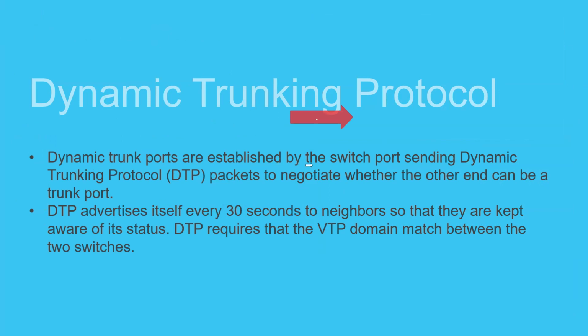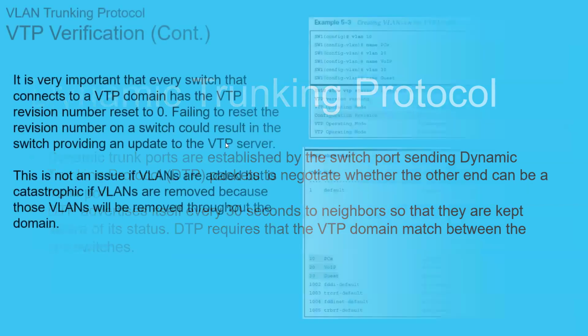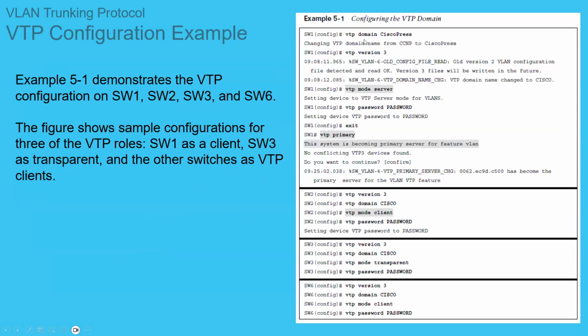DTP connections are established by the switch port sending DTP packets to negotiate whether the other end can have the trunk port. This is used for trunk port negotiation, and it sends its packets every 30 seconds. DTP requires that the VTP domain match between the two switches. So for DTP, it is required that your VTP domain is correct, because when you are creating VTP, first of all, you have to create the VTP domain.